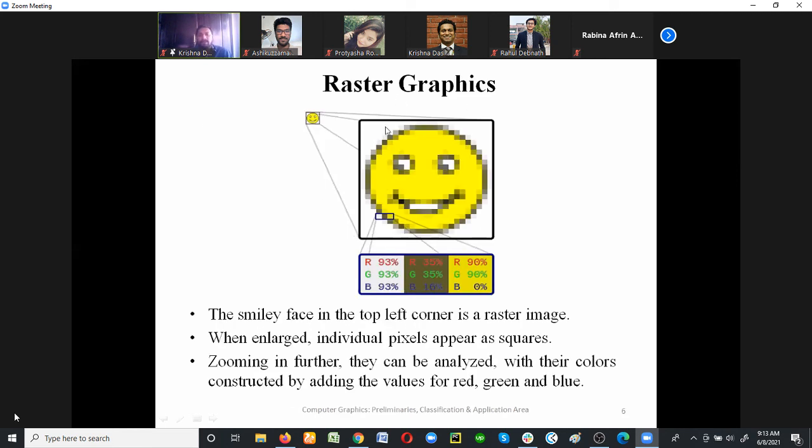If we go into more detail, you see in raster graphics, in one bit, one pixel has been distributed here with red, green, and blue, and that actually combines the color as well.